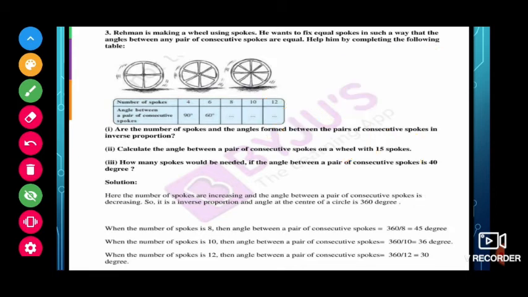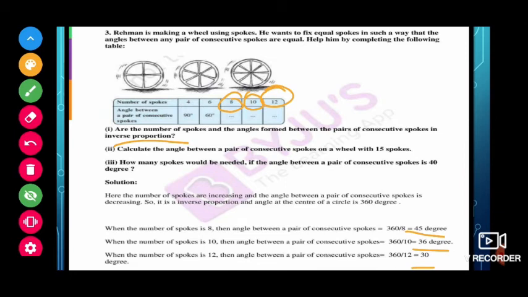So what we can observe here, children, is that the number of spokes is increasing but the degree is decreasing. So it is in an inverse proportion. Now the remaining questions they are asking, we will see. First one: are the number of spokes and the angle formed between a pair of consecutive spokes in inverse proportion? Yes, it is in inverse proportion. Wherever the number of spokes increases, the degree decreases. So it is in inverse proportion.